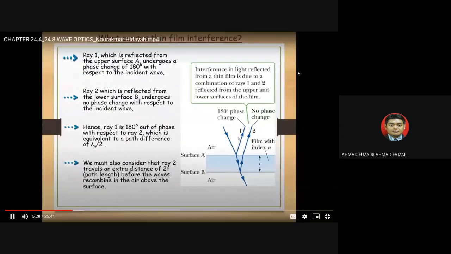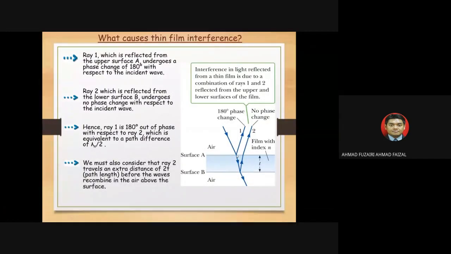Take a look at the first reflected ray. The first reflected ray will experience 180-degree phase change upon reflection. This is because when this incident ray has reached this particular boundary, it is heading towards a medium with a higher index of refraction. That is why upon reflection, this reflected ray will experience 180-degree phase change. That is, if the one incident on this particular point is a crest, then the one reflected will be a trough. So 180-degree phase change is also equivalent to half lambda.